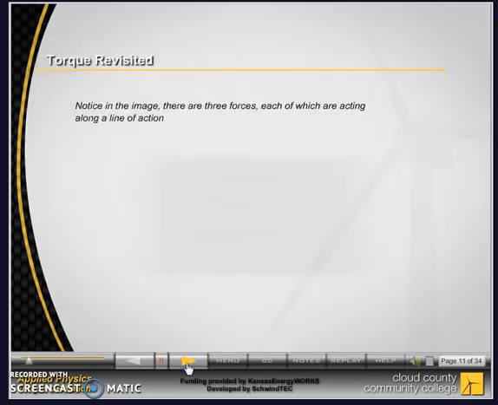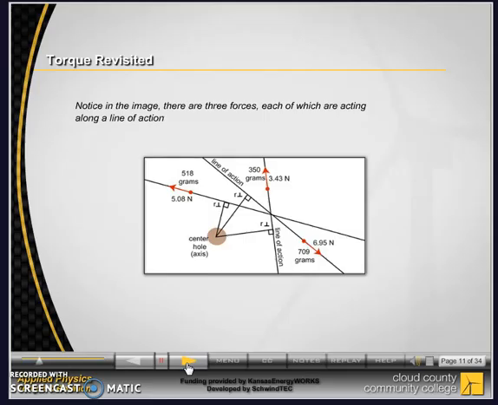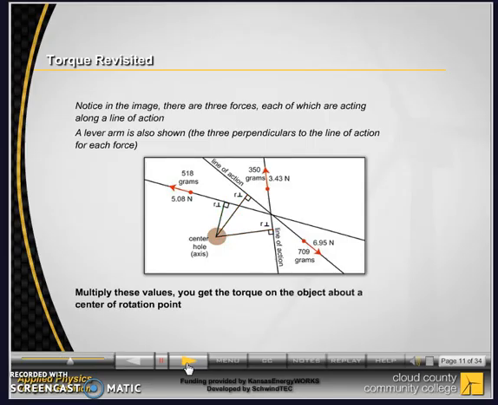Notice in the image there are three forces, each of which are acting along a line of action. A lever arm is also shown. If you multiply these values, you get the torque on the object about a center of rotation point. Are these torques balanced?